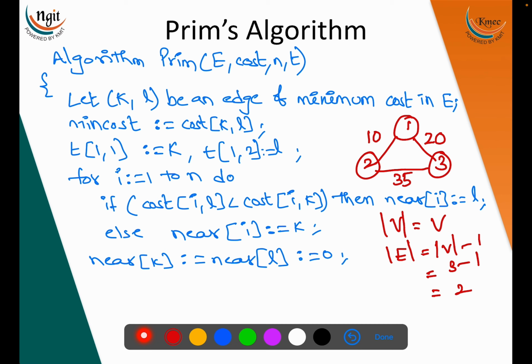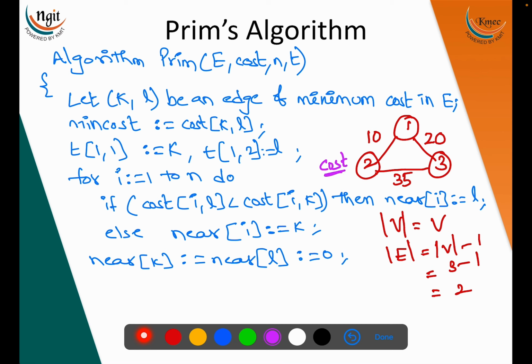This is what a feasible solution is: you can take 1 to 2 and 2 to 3, that is one feasible solution. The other feasible solution is to take 1 to 3 and 3 to 2. That is also feasible. But here we are given a constraint. The constraint is that we have to select an edge which has minimum cost.